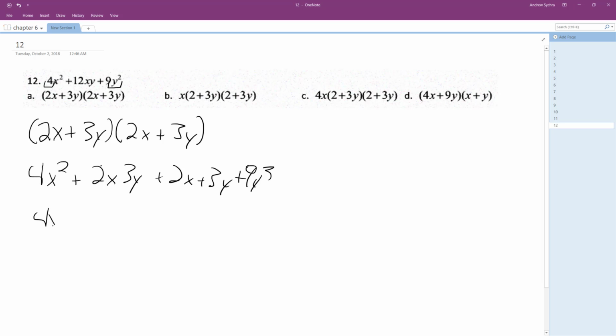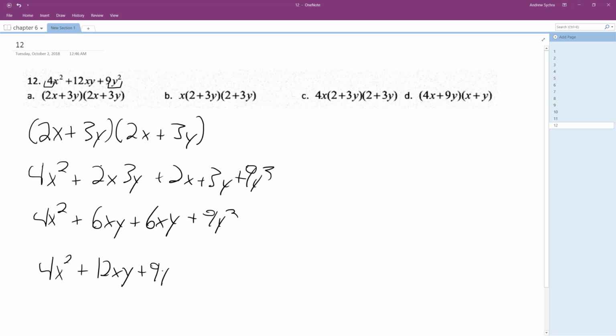So we got 4x squared plus 6xy plus 6xy plus 9y squared. So 4x squared plus 12xy plus 9y squared. So this is our solution. And this looks a lot like answer A.